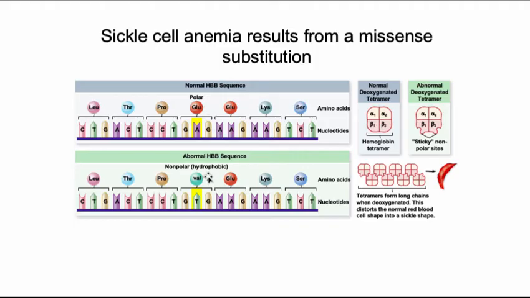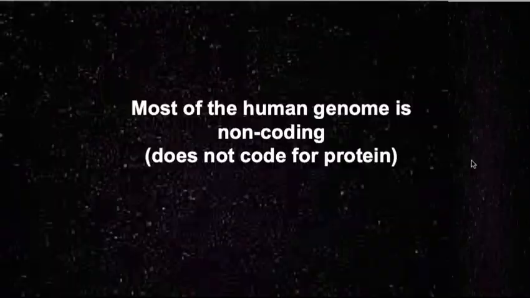Glutamate is polar, valine is non-polar. When the protein forms and starts to fold, it folds in a very different way because the tertiary structure of the protein depends on the interactions between polar and non-polar amino acids. And if you change a polar for a non-polar, those interactions will be different, the tertiary structure will be different, and that results in this agglomeration of the hemoglobin protein that then changes the shape of the red blood cells, and that makes them difficult to navigate through the blood vessels, and that's what causes anemia.